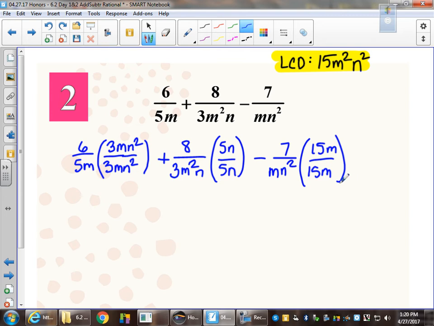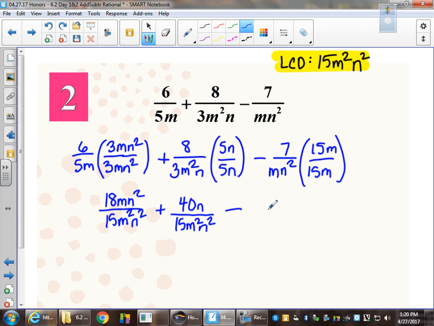Now let's actually do our multiplication. 6 times 3 is 18, and then n squared divided by 5 times 3 is 15. M times m is m squared, plus 8 times 5 is 40, and then n is still here, 40n, divided by 3 times 5 is 15. There's no m's in here to multiply by m squared, so m squared just comes down. N times n is n squared, minus 7 times 15.